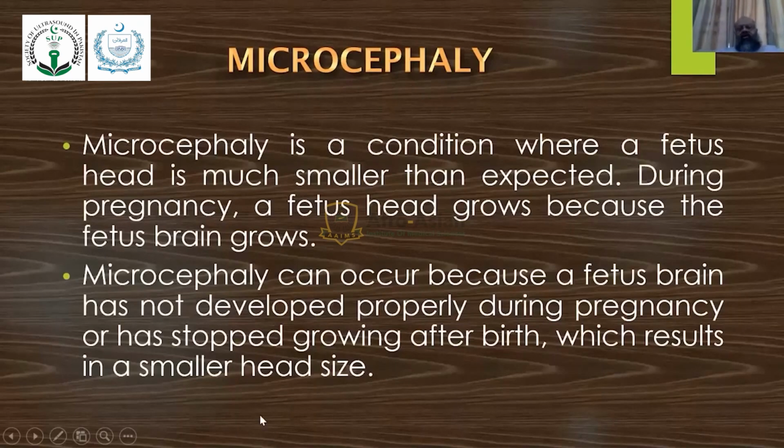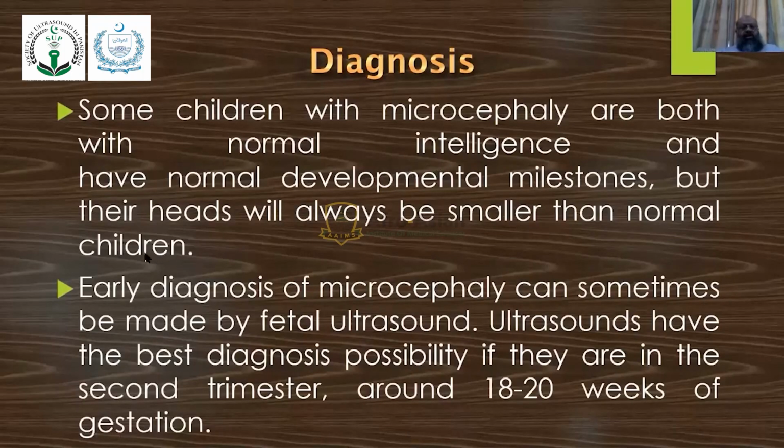Some children with microcephaly are born with normal intelligence and have normal development milestones, but their head will always be smaller than the normal children. We also call them constitutionally small heads. They are smaller in biometric parameters, but they are normal functionally. Early diagnosis of microcephaly can sometimes be made by fetal ultrasound. Ultrasound has the best diagnosis possibility in the second trimester around 18 to 20 weeks of gestation. It demonstrates impairment of head growth.